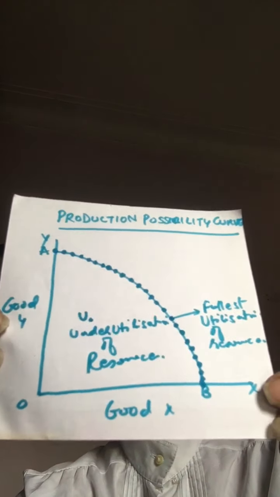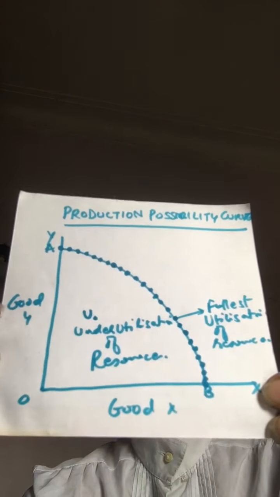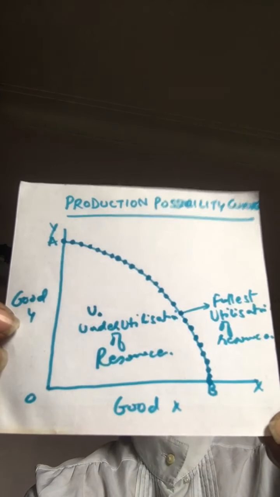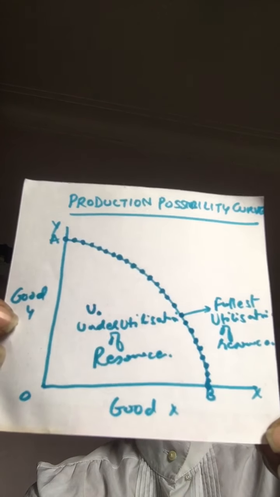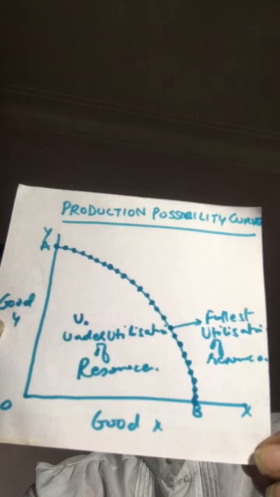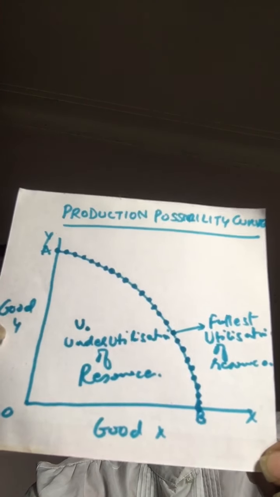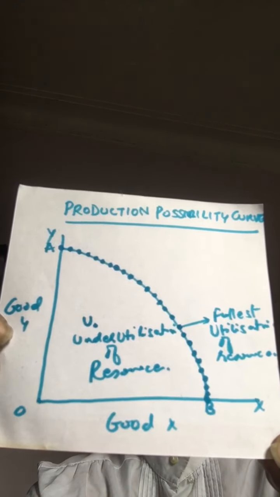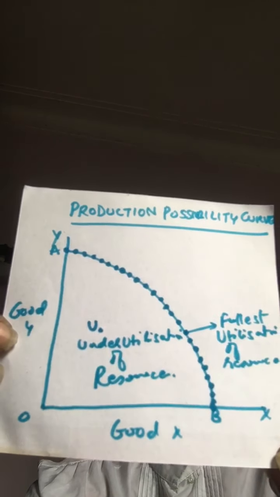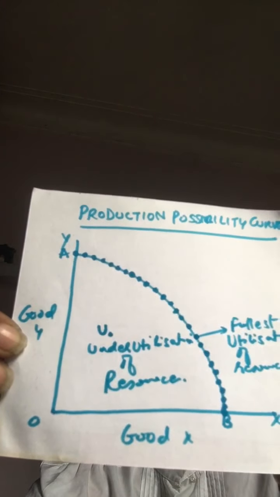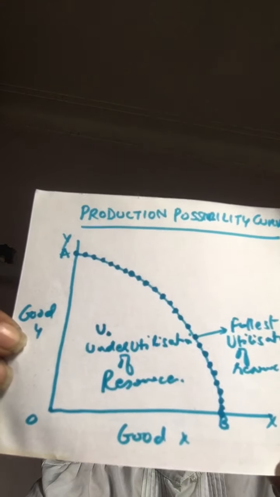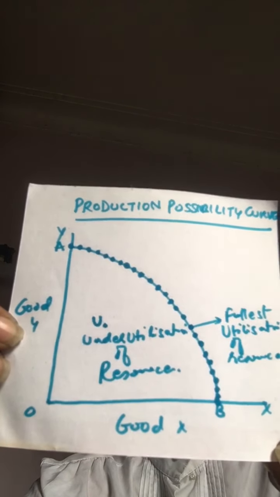But before we go on, you can see that on the x axis, I've shown good X, and on the y axis, it's good Y. The production possibility curve is what you get when I join all the dots, the innumerable combinations of two commodities. Those are the production possibilities, and when you join them, you get the production possibility curve, with the given resources.